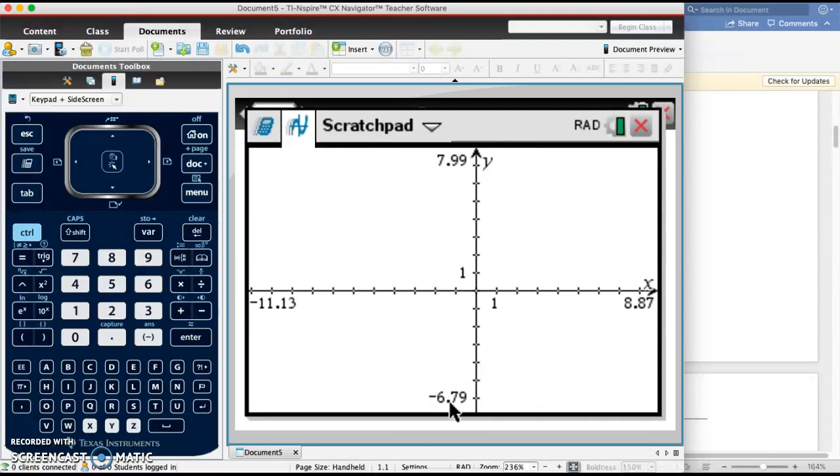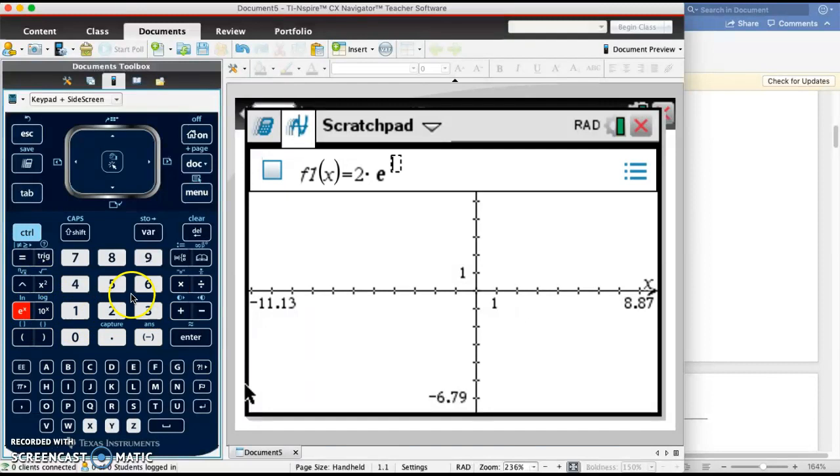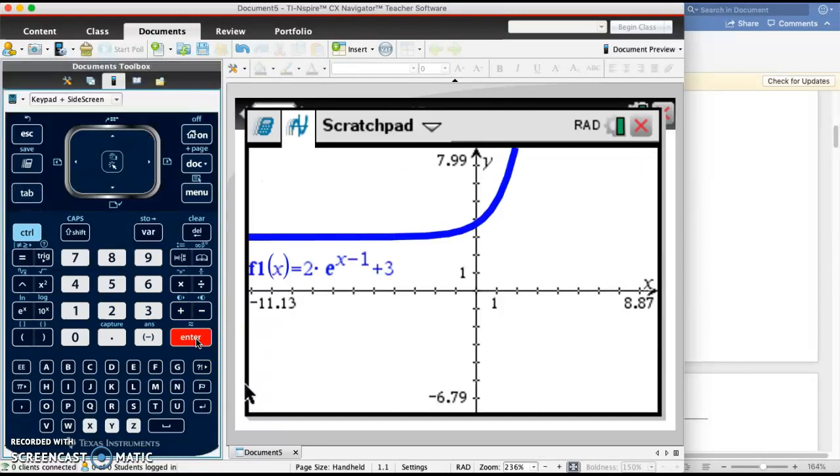Okay. All right, so I got 2 raised to, well, 2 times e to the x. So e raised to the x minus 1. Right arrow key. Okay, plus 3. Okay, I'm going to graph that now. Okay, and so that's my graph.